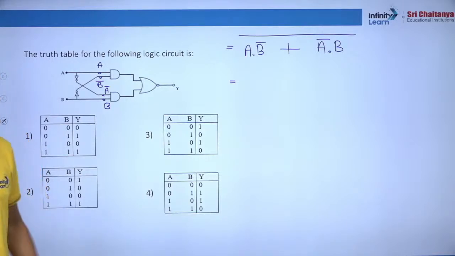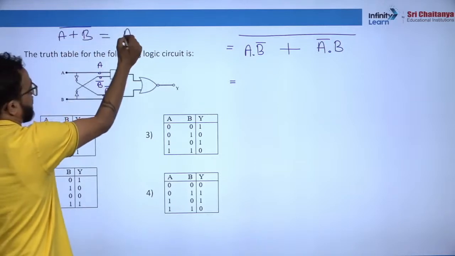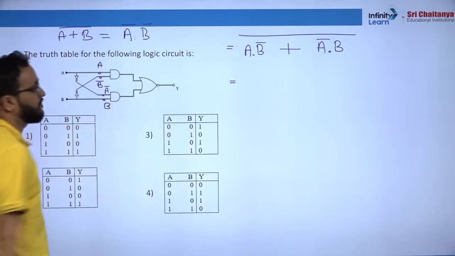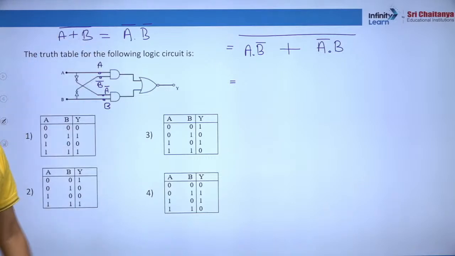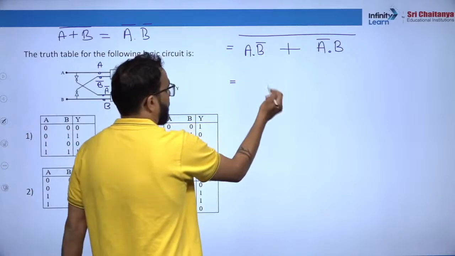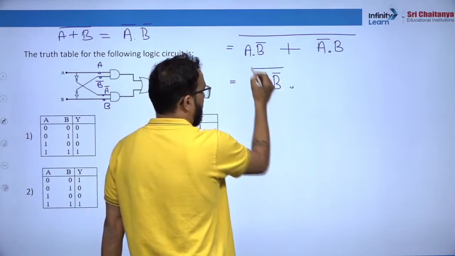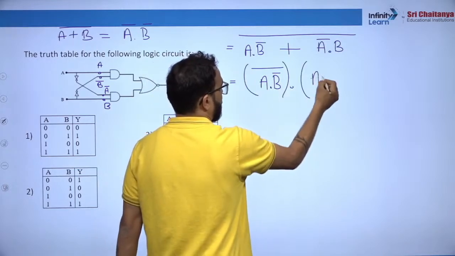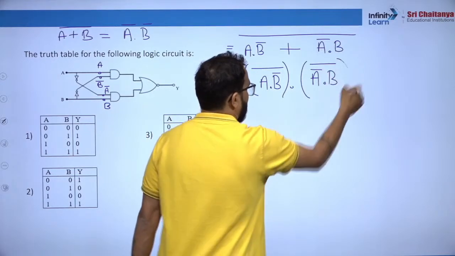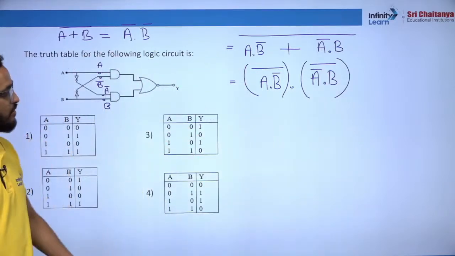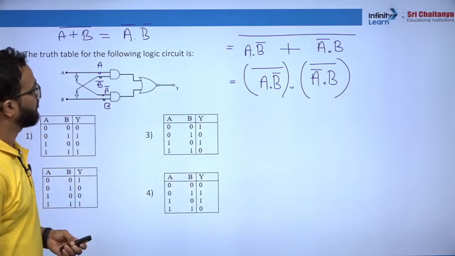Did you understand? So there is a simple rule, if you remember, A plus B bar can be written as A bar dot B bar. Can we write it or not? A plus B bar can be written as A bar dot B bar. So here also we will write it like this, okay. Understood? So now you can solve it from here, okay.